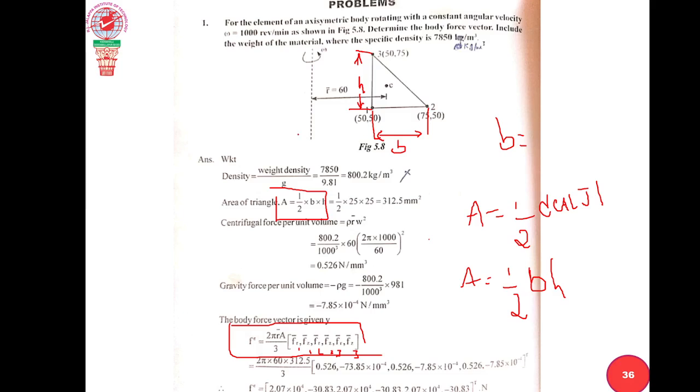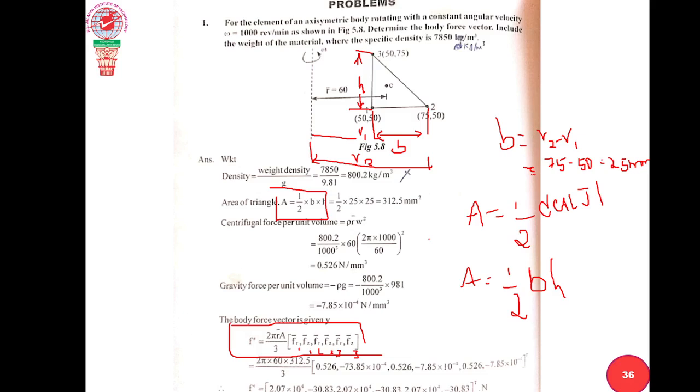How much is the distance from here to here? See, here R1 is there, here R2 is there. R1 means with respect to from here, R1. R2 means with respect to the centroidal, it is R2. Therefore, B becomes how much? R2 minus R1. 75 minus 50, 25 mm. Clear?